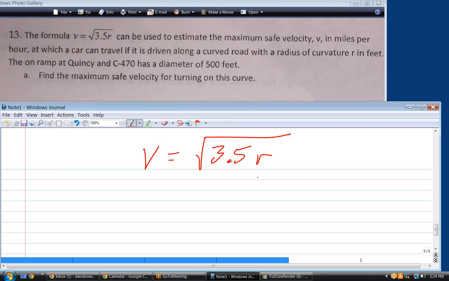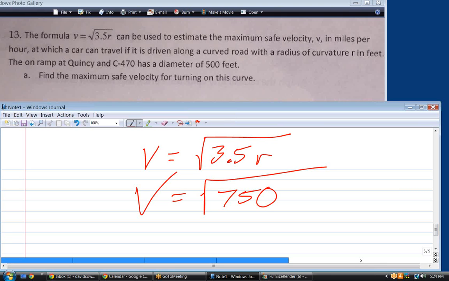What's the relationship between radius and diameter? Radius is half of diameter. Okay, so what's the radius here? The radius is 150. What's half of 500? Oh, it's 250. Okay. So that's what V is right there.